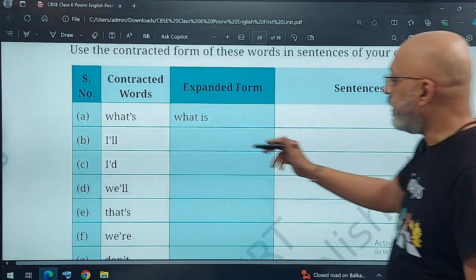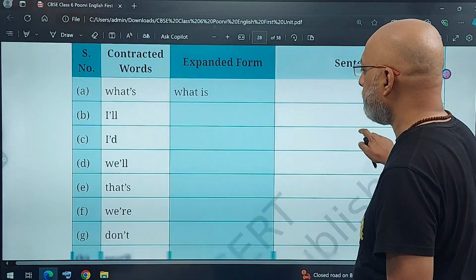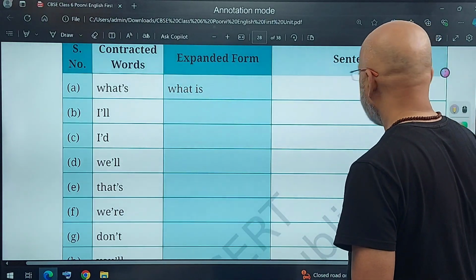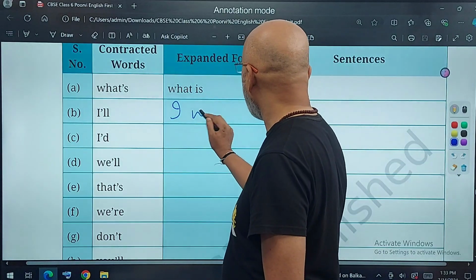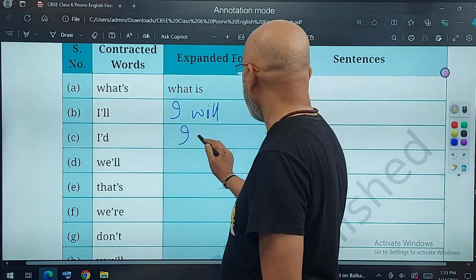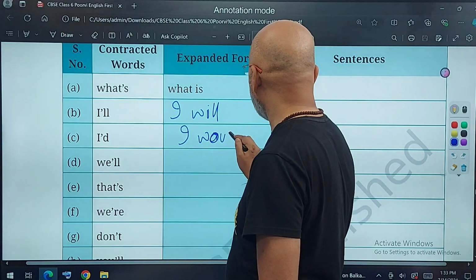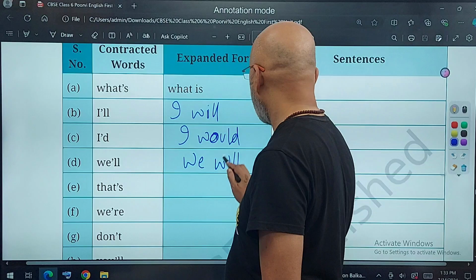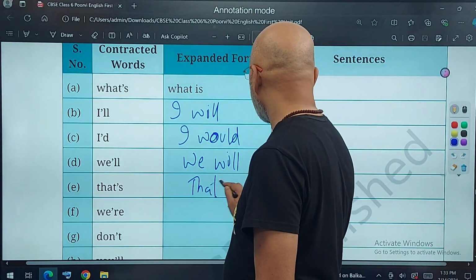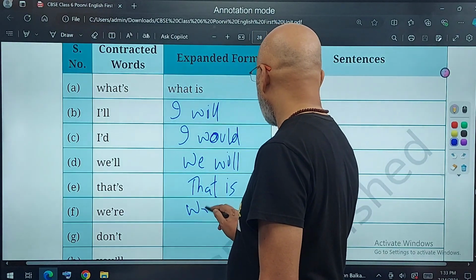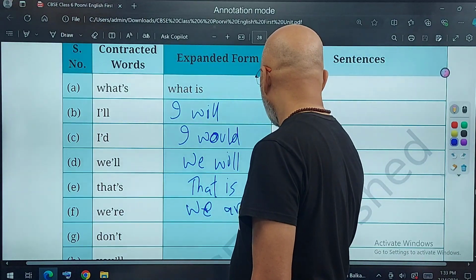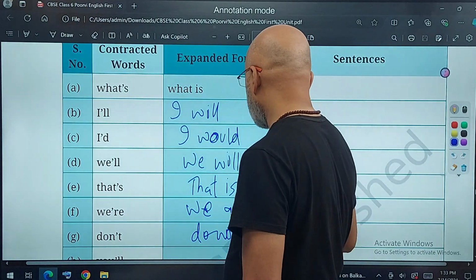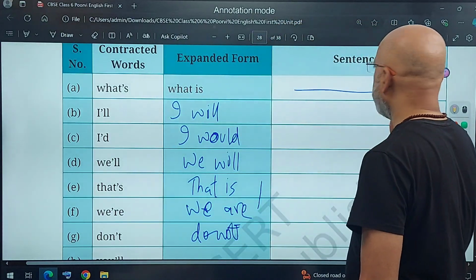Expand the following. It's: it is. What's: what is. I'll: I will. I'd: I would. We'll: we will. That's: that is. We're: we are. Don't: do not. Okay, and then you need to write it in sentences.